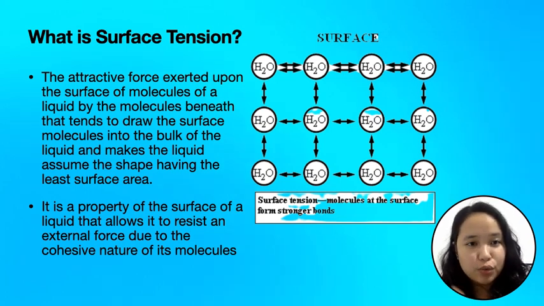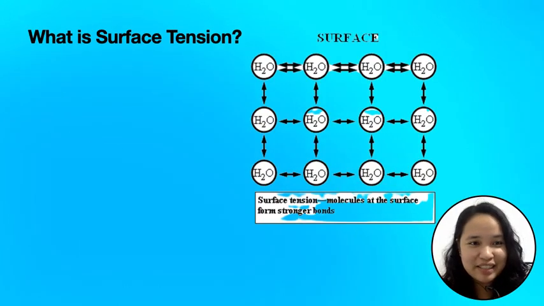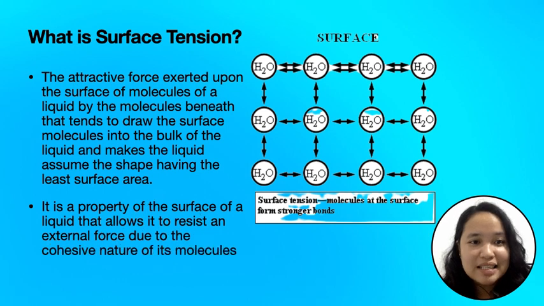As you can see here in the diagram, this is how water molecules react with each other. Molecules at the very surface form stronger bonds, while those in the middle and the bottom form weaker bonds. That stronger bond that is formed is your surface tension, and surface tension can explain those phenomena.